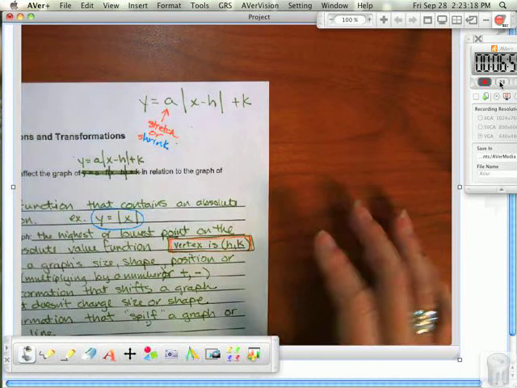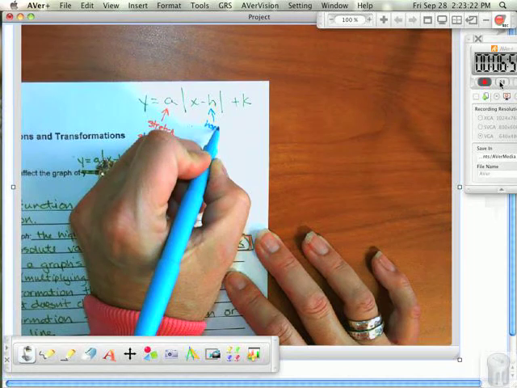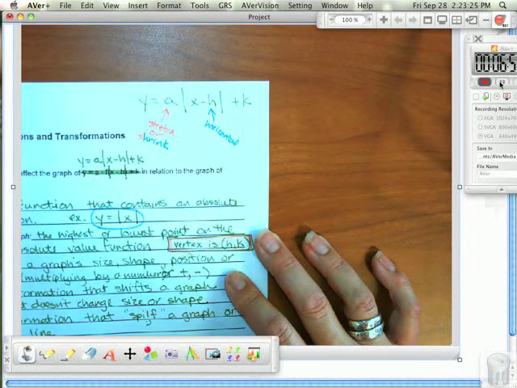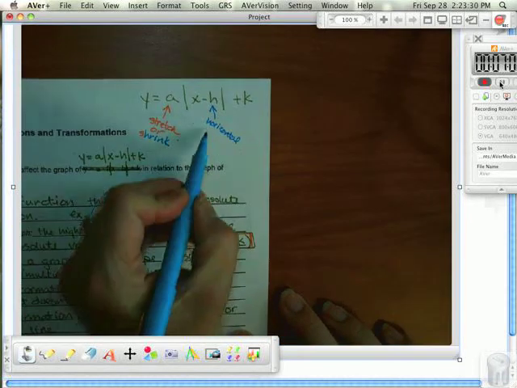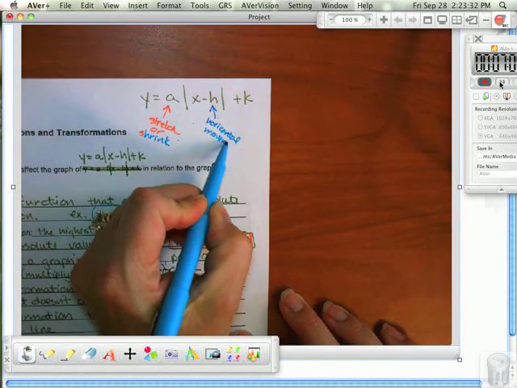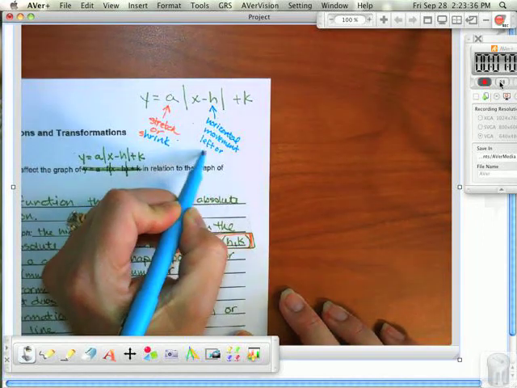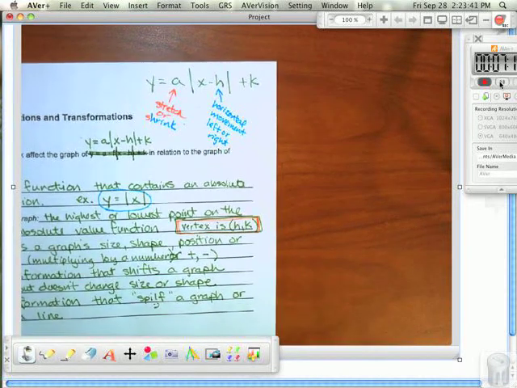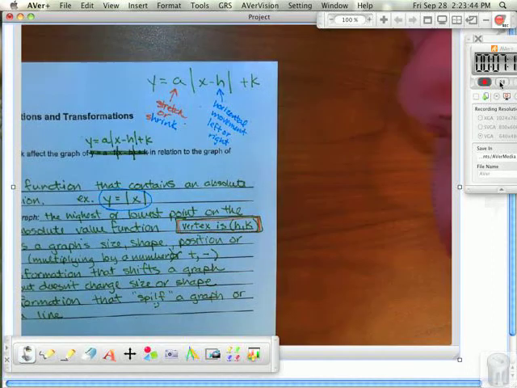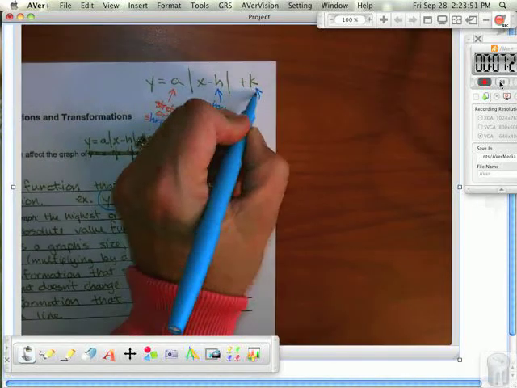The H affects the horizontal movement. Left or right? H affects horizontal movement. The K affects up and down. Yeah, up or down.